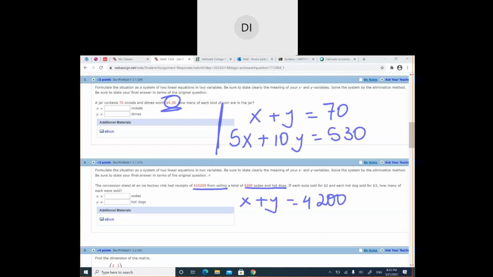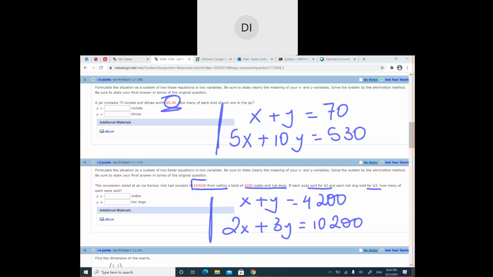Now we're going to use the money amount given, the same way we did before. Each soda is $2, and soda is x, so 2x, plus each hot dog sells for $3, so 3y, equals the total amount. Everything is in dollars, so it's $10,200. So this is the system you have to solve.